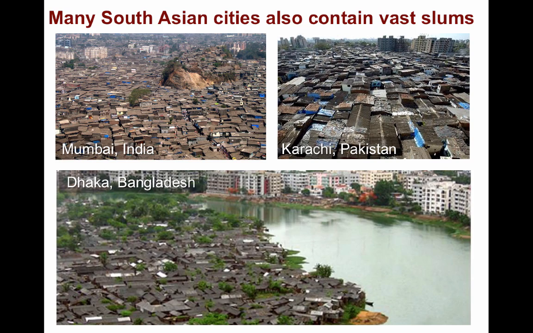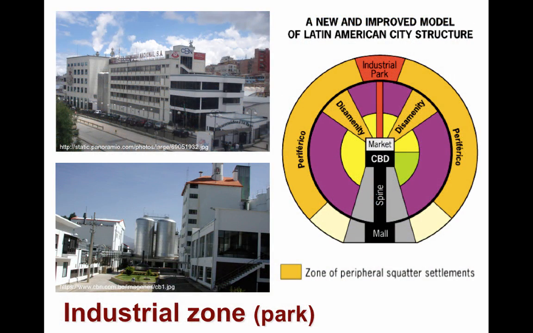Back to the Griffin-Ford model, it also displays an industrial park, and in La Paz you can see these images of a beer brewing facility. Due to cheaper labor, lax environmental restrictions, and increased globalization, many Latin American cities are prime locations for manufacturing and production.